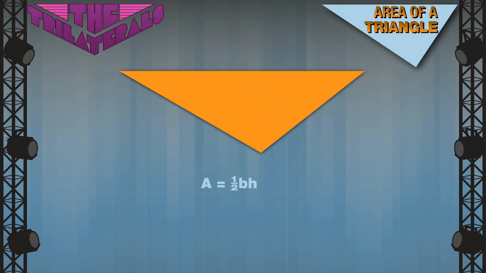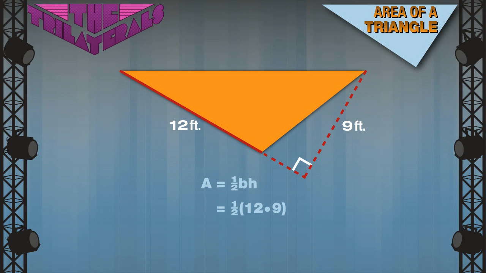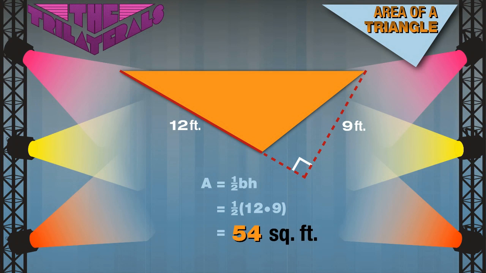Here is one more key point to remember. The area of a triangle does not change. You can use any side as a base and its corresponding height to do the calculations. Let's use this side as our base. It measures 12 feet and the corresponding height is 9 feet. The area is 1/2 of 12 times 9, which is still 54 square feet.